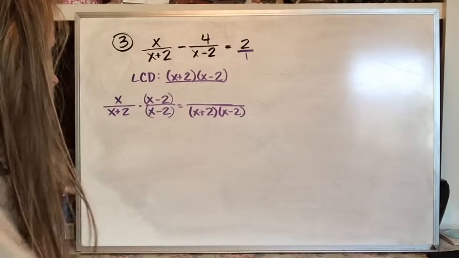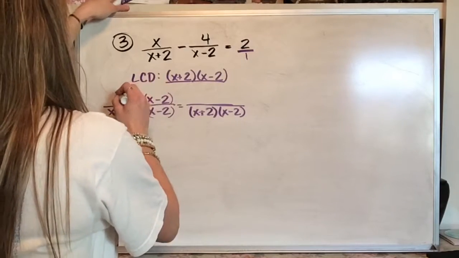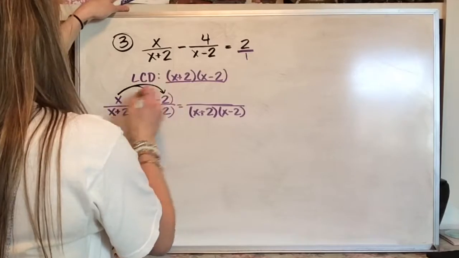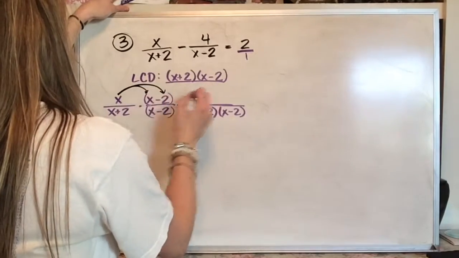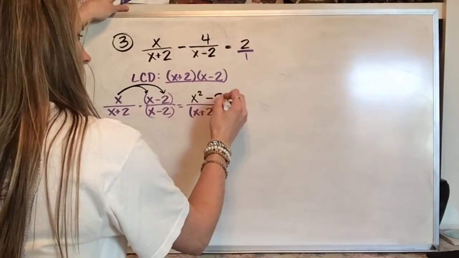All right, make sure you distribute that x. So x times x is x squared. X times negative 2 is negative 2x.